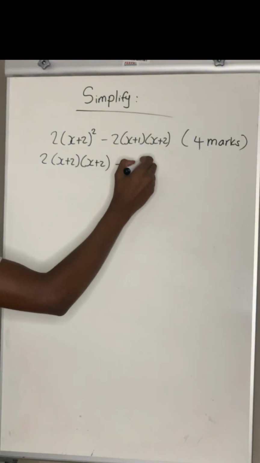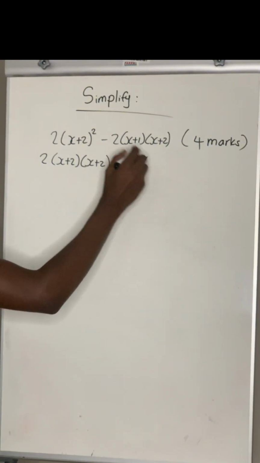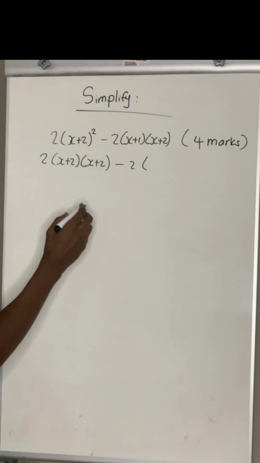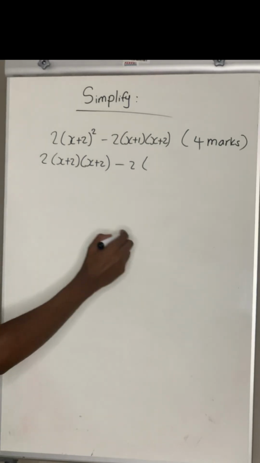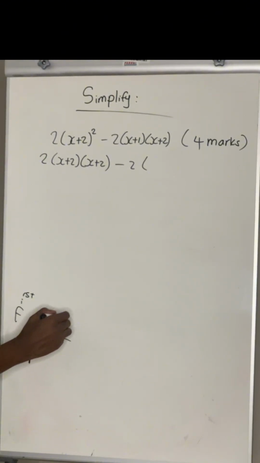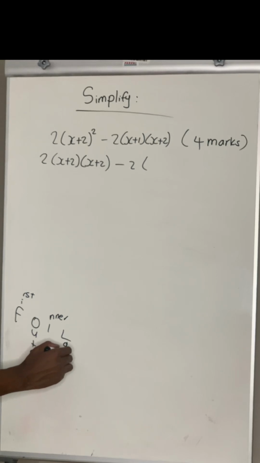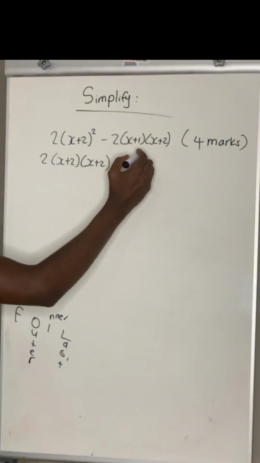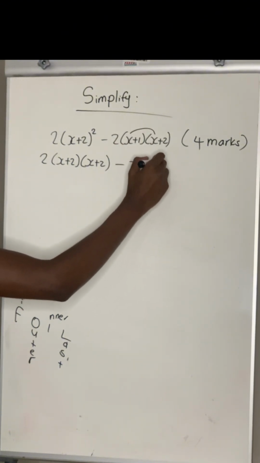And then minus 2 into, we're going to use what we call our FOIL method. Let me write it over here. FOIL method. So we multiply the first terms, the outer terms, the inner terms, and then the last terms. So the first terms are x times x, which is simply x squared.